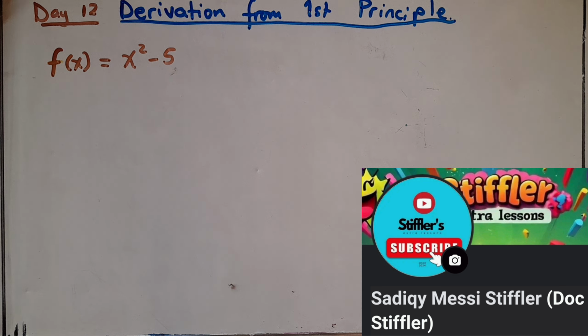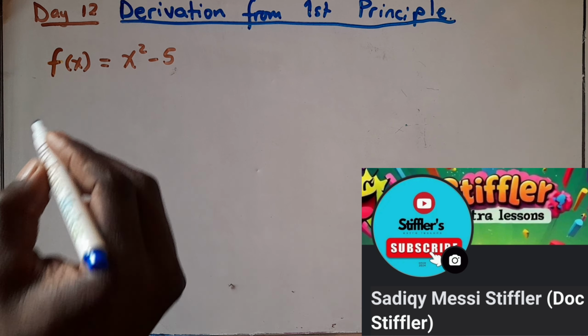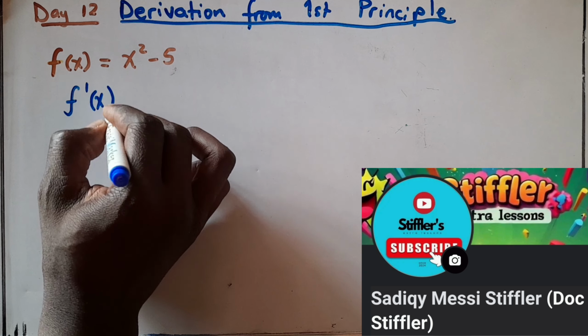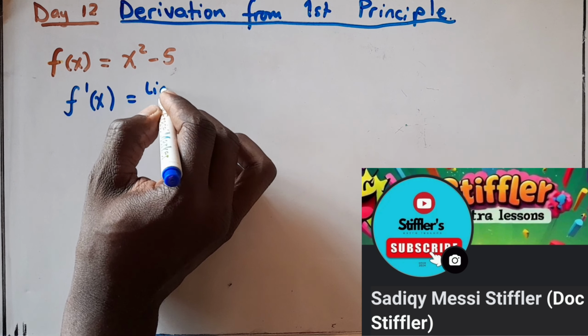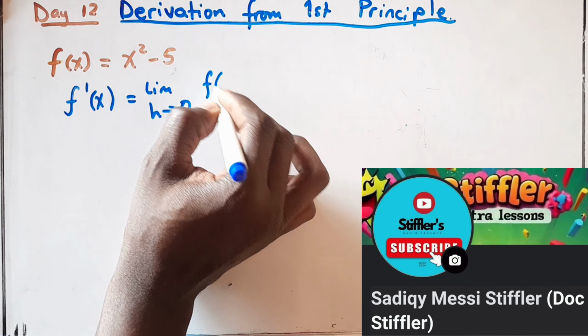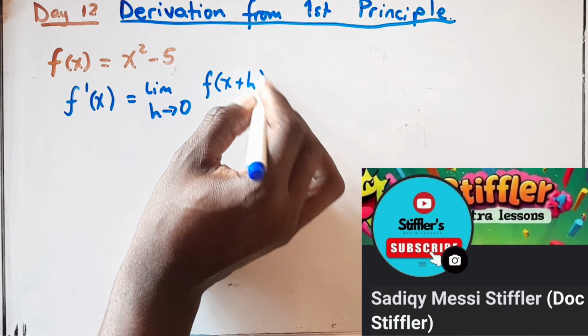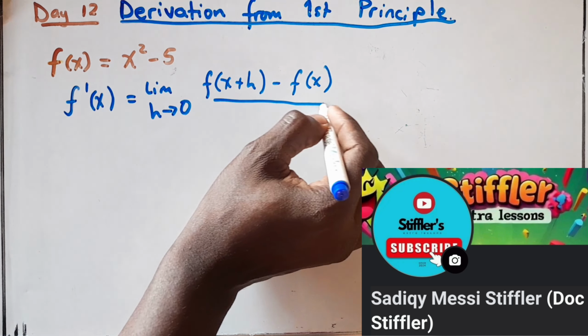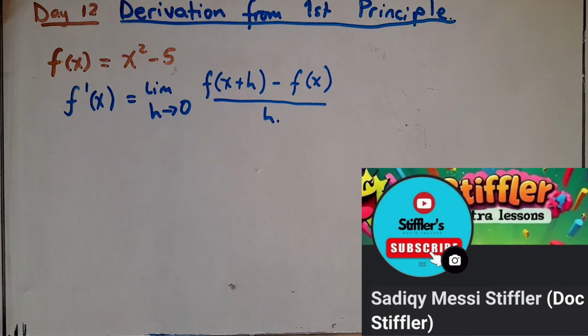Firstly, you write the formula of derivation from the first principle. So we are going to say f prime of x is equal to the limit when h tends to 0 of f(x plus h) minus f(x), all over h. This is the formula that we are going to use to derive that.